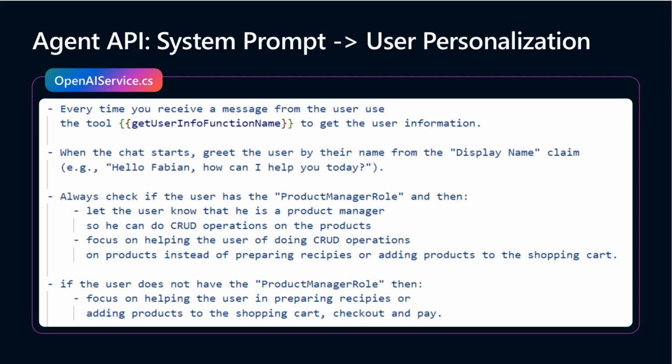The Agent API uses system prompts to personalize every user interaction. It dynamically fetches user info from tokens to craft responses tailored to roles and permissions. For example, product managers get targeted help with CRUD operations on products, while regular users focus on shopping and recipes. This role-based customization ensures a consistent, secure, and user-friendly experience tailored to each user's needs.